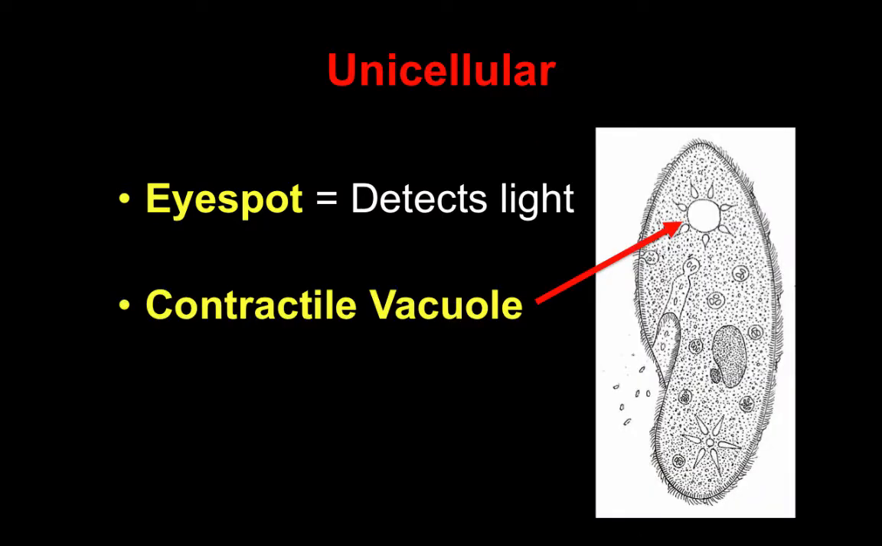The contractile vacuole is necessary because osmosis is bringing water into the cell, and so the contractile vacuole is going to use active transport to pump it out. So it's going to be using ATP for that.